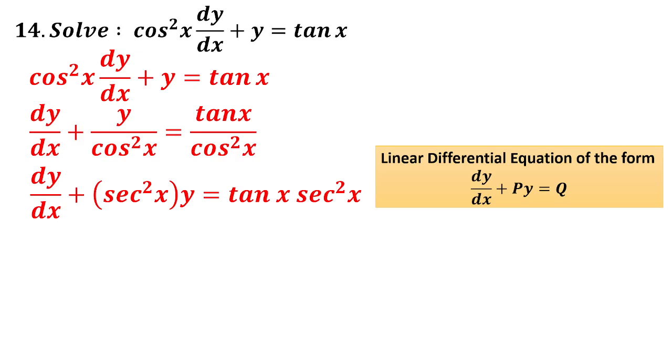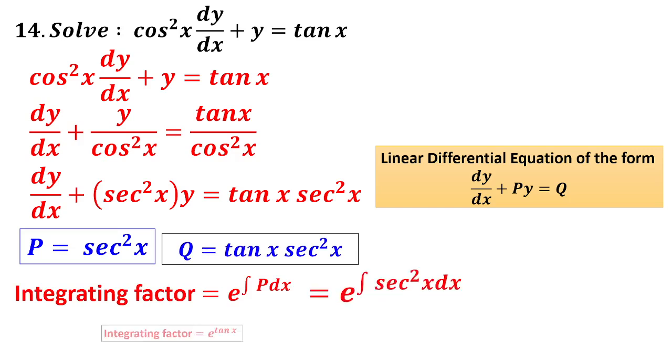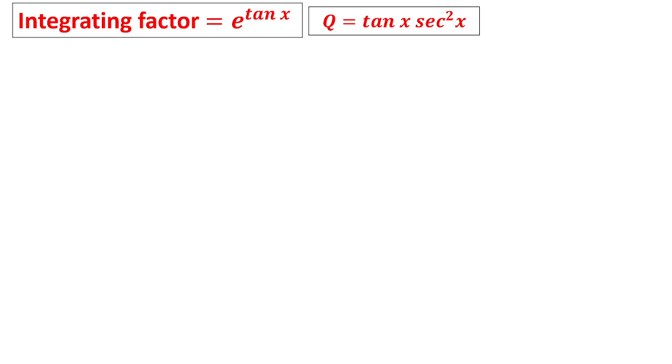Now, I am comparing it with the linear differential equation of the form dy by dx plus py is equal to q. What is p? Secant square x. What is q? Tan x into secant square x. Let us go to the integrating factor. E power integral p dx, e power integral secant square, which is e power tan x. And q is tan x into secant square x.